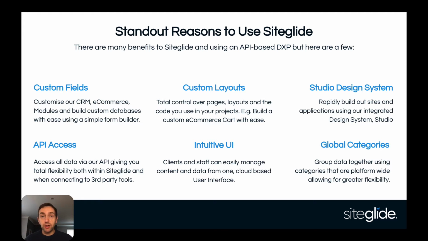And then finally, global categories. So you can create and manage categories that can be used across most areas of Siteglide, including e-commerce, CRM, blogs, modules, web apps, those kind of things.